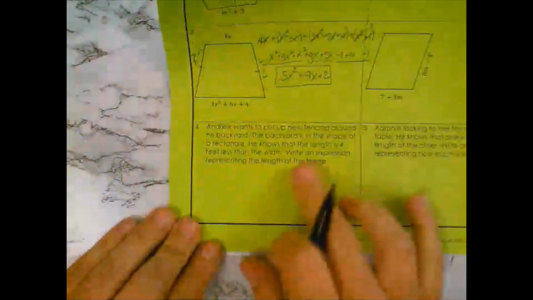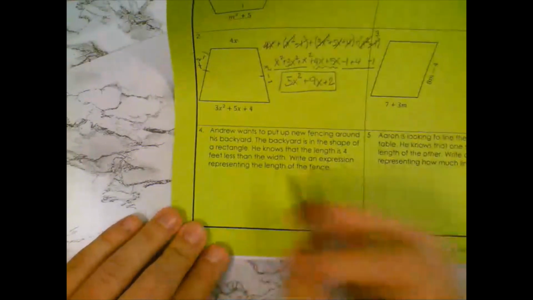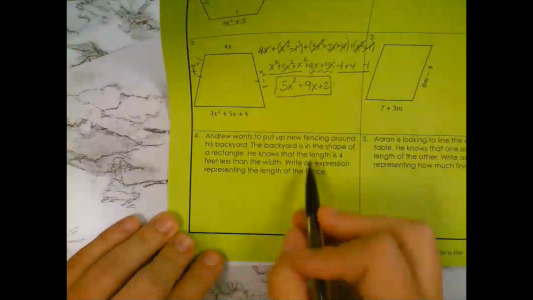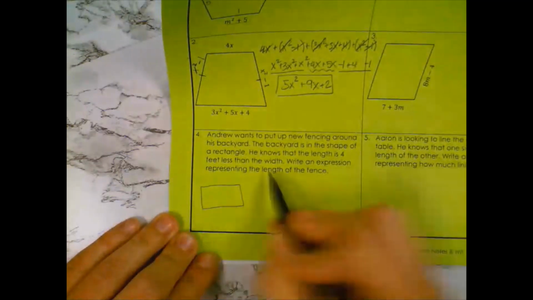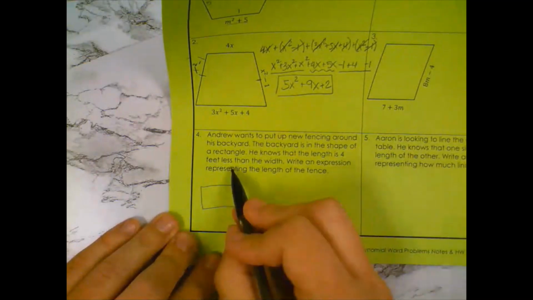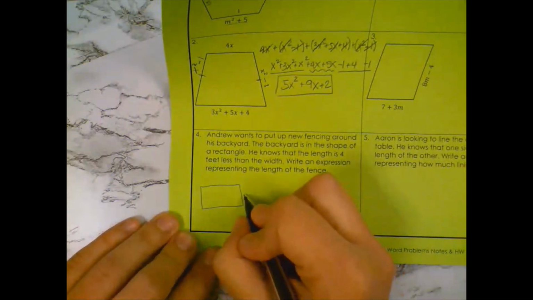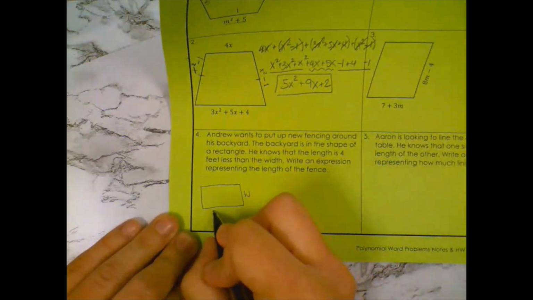And I want to talk about this one. So this is a little word problem example that I'll help you guys out with. So Andrew wants to put up new fencing around his backyard. The backyard is in the shape of a rectangle. Okay. He knows that the length is 4 feet less than the width. So I'm going to go ahead and label these for you. The width, we're going to use W, and the length is W minus 4.